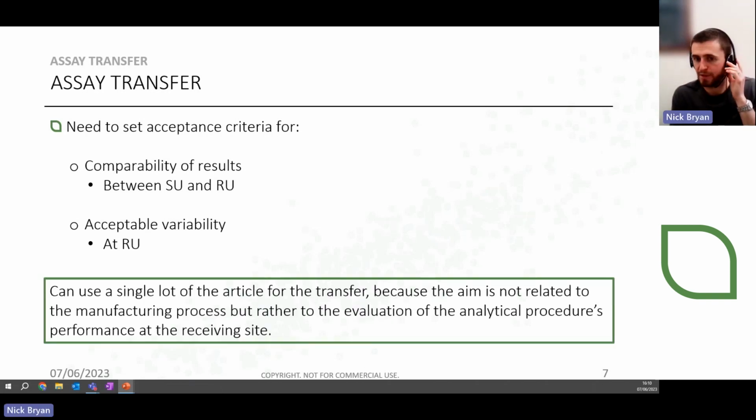Just a note from USP 1224 here that we can actually just use a single batch of our product or testing material for the transfer. And the reason for this is because we're not trying to comment on the manufacturing process itself, but rather evaluate how the analytical procedure is performed at the receiving site.